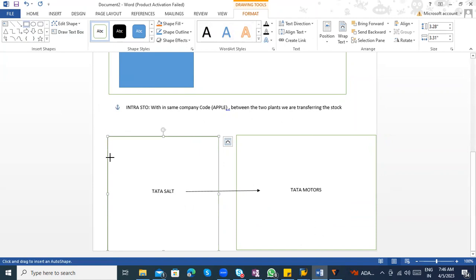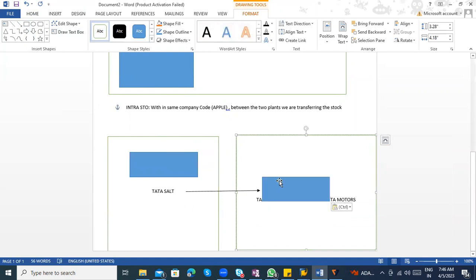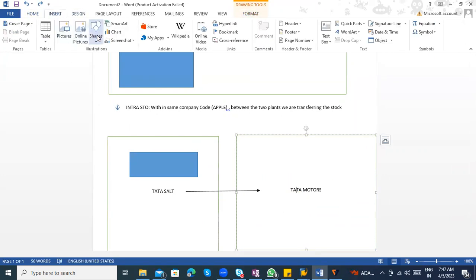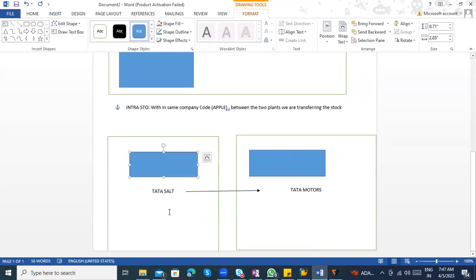Now here one plant is there, and again here also one plant is there. This is the plant which is in Tata Salt, and this is the plant which is in Tata Motors. Now there might be cases where some products are moved from this plant to this plant.